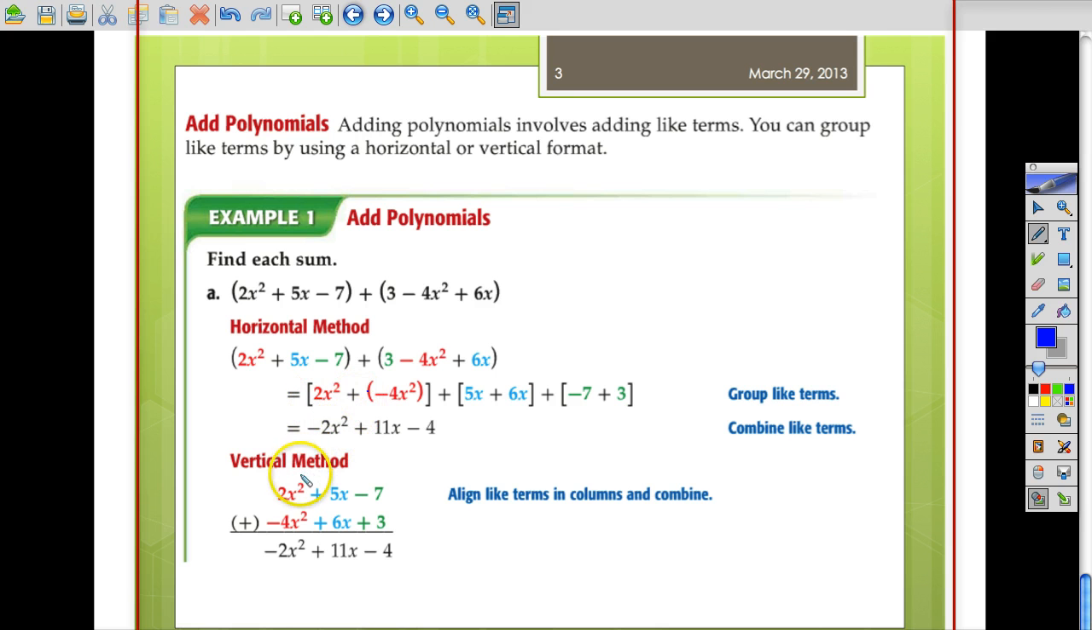You can also use the vertical method where you line up the like terms and go vertically. So 2x squared minus 4x squared, negative 2x squared, 5x plus 6x, 11x, negative 7 plus 3, negative 4, and you still get the same answer. Whichever your preference is, you can use either or.